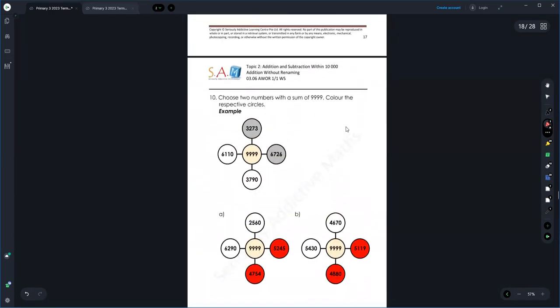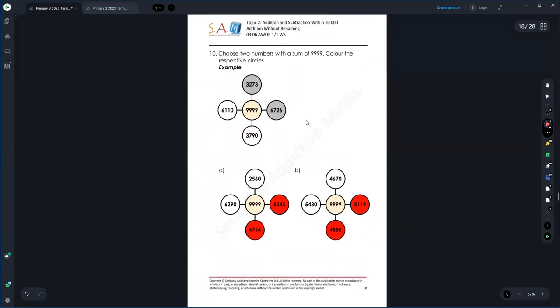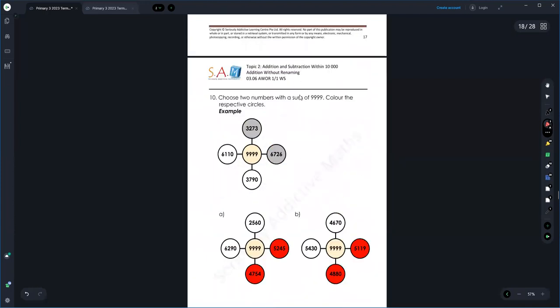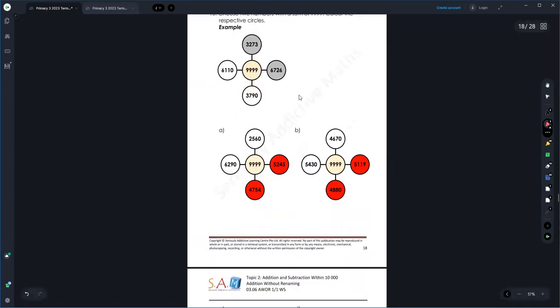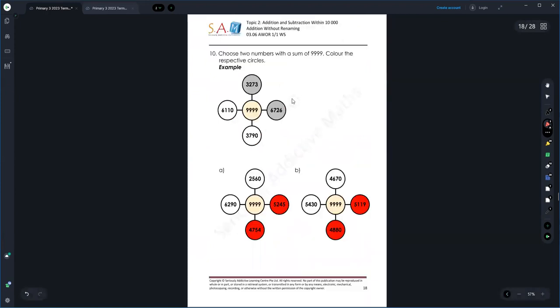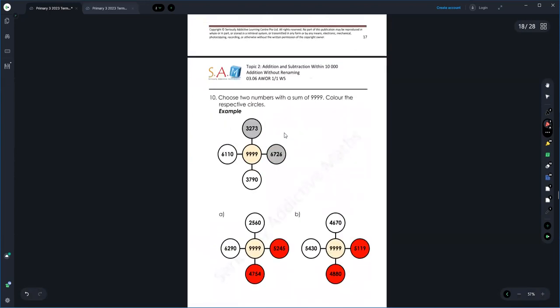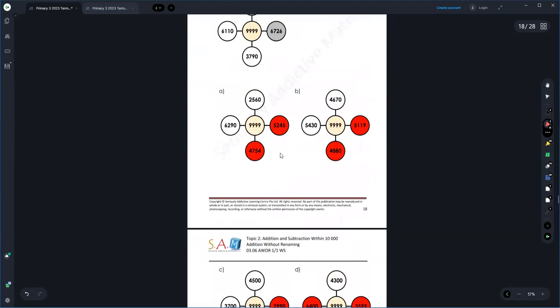Then we can skip questions like this, which are a bit tedious. Choose 2 numbers with a sum of 9,999. You can just briefly talk about them, but I don't really require them to do it in class because it is quite tedious. Perhaps you can just explain one question in class. After that, it's just about getting them to add up and get answers.